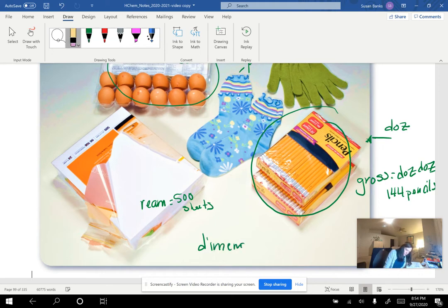Oh, and I can't spell. Come on. It won't switch over to the eraser.